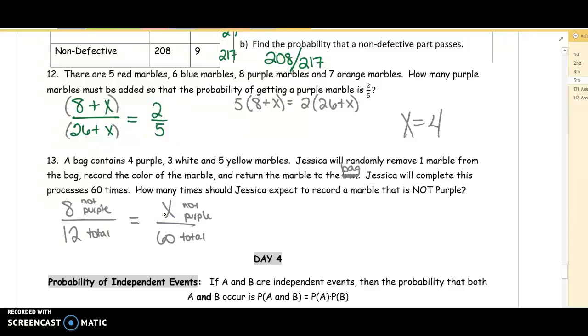If you cross multiply and solve, it will tell you how many times she should expect to get a marble that is not purple. So that'd be 12x equals, is that 480? And then you could finish solving it on your own.